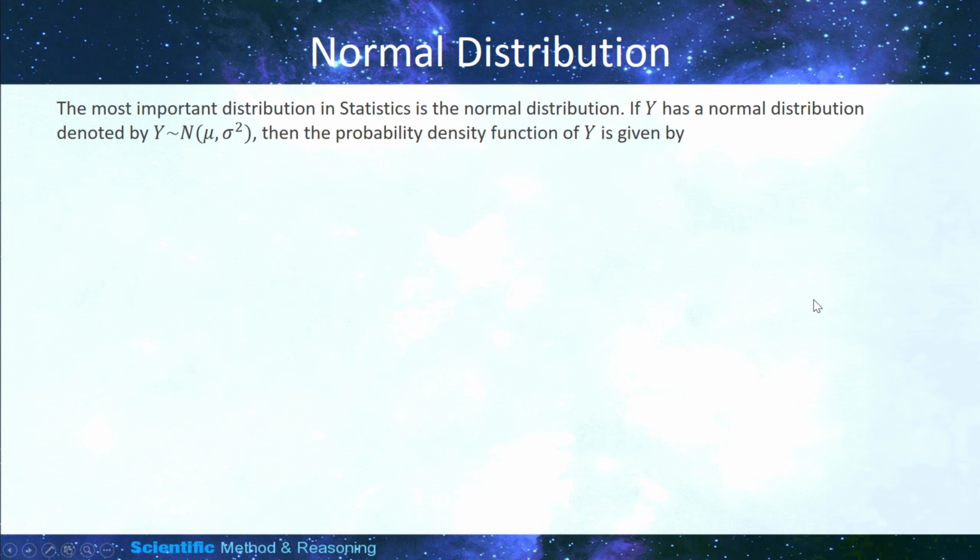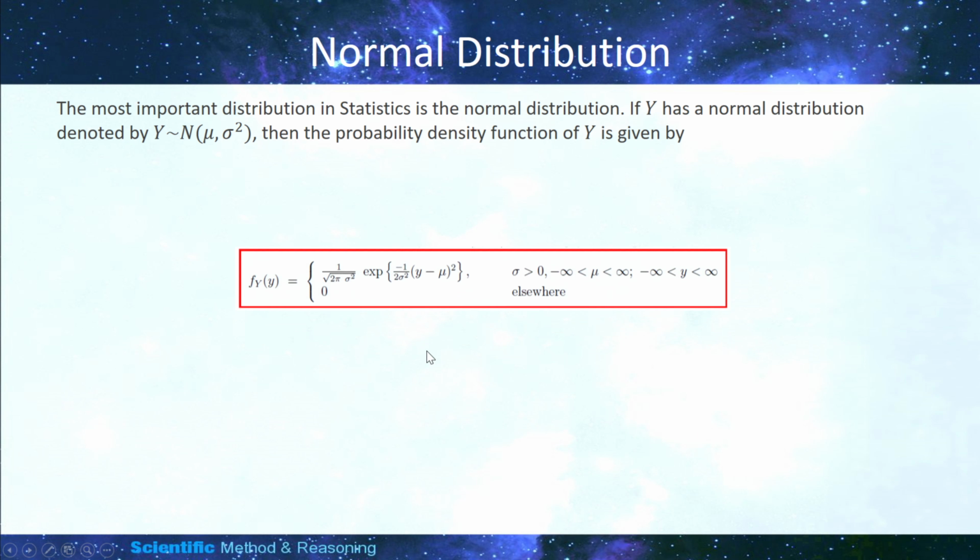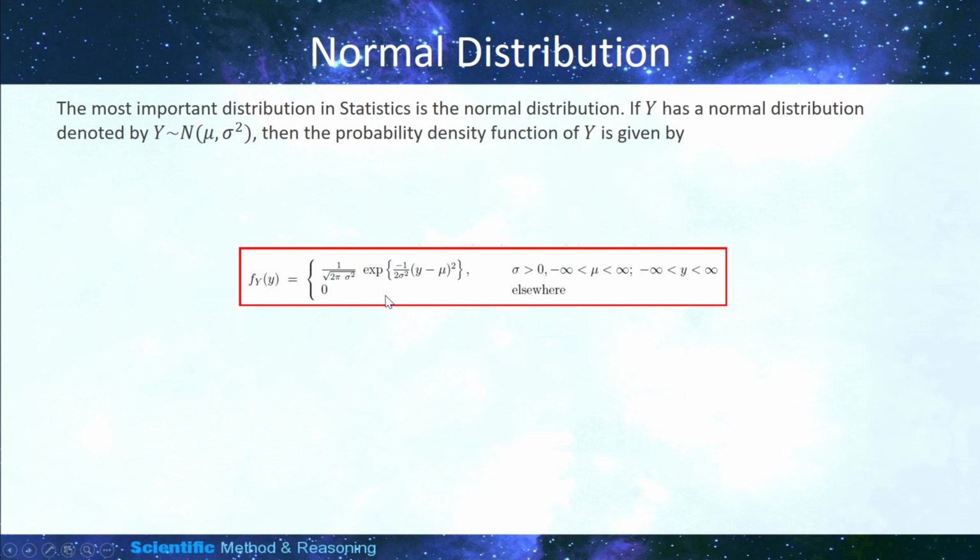So let's take a look at some basic properties of a normal distribution. The normal distribution is the most important distribution in statistics. If a random variable y follows a normal distribution, we denote this by y tilde N(mu, sigma square). That reads as: the random variable y follows a normal distribution with mean mu and variance sigma square. Then the probability density function of y is given by f(y) equals this.